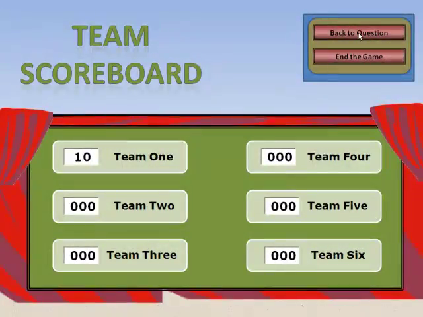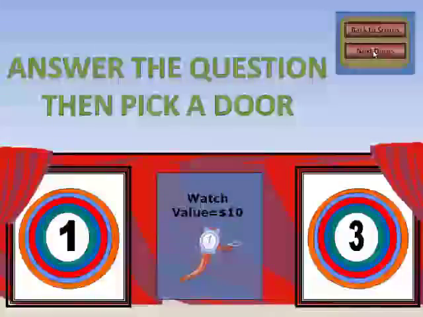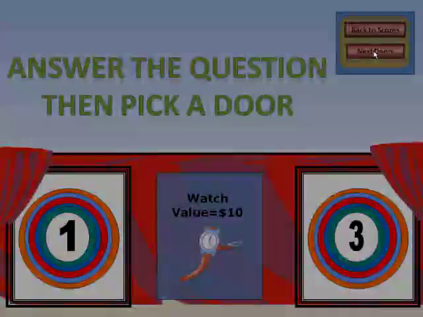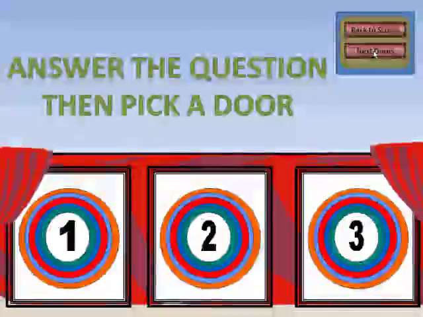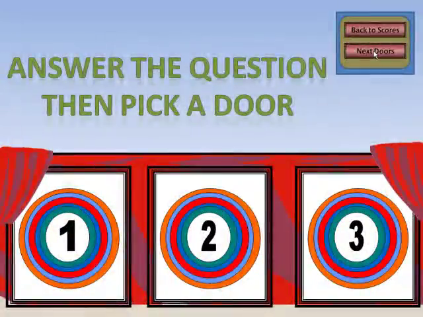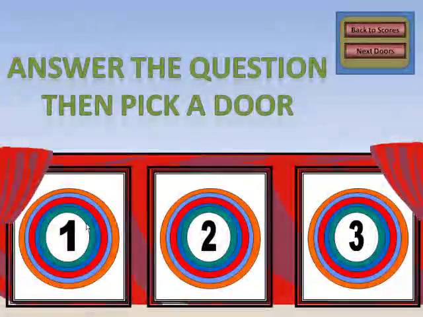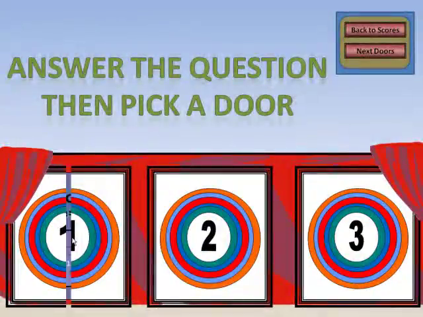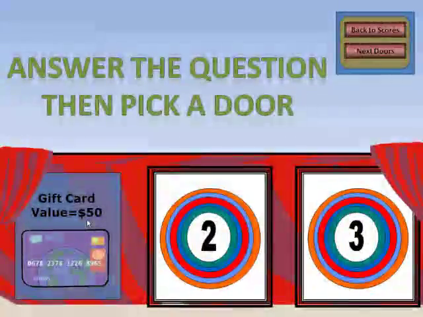Now in the upper right, the instructor would click back to question, and we would now go from here to click next doors. Team 2 will now be provided with a question. They, in our pretend scenario, get it right, and they're going to choose door number 1. So the instructor now clicks door number 1. We find another good prize of $50.